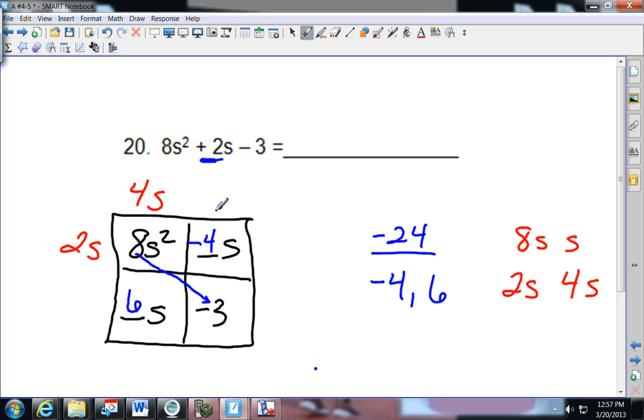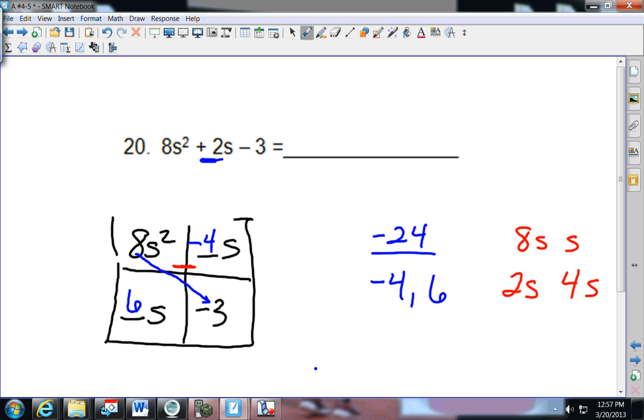Because 2 times what gives you -4? -2. You'd be like, oh, well, that works. But what 4 times what gives you 6? Does that work? Does it give you a whole number? It doesn't. That means you've put them in the wrong order.